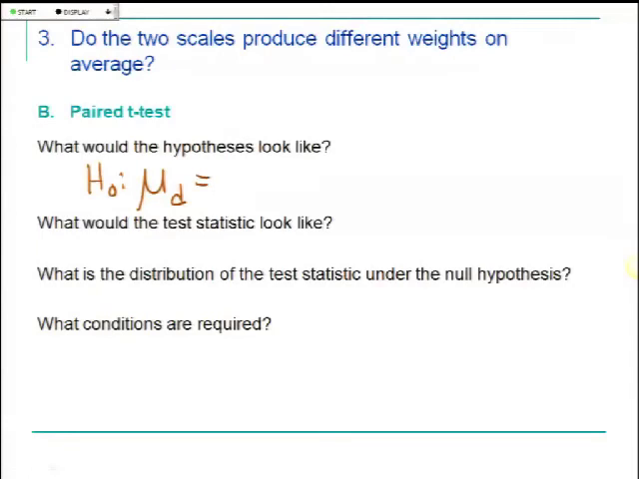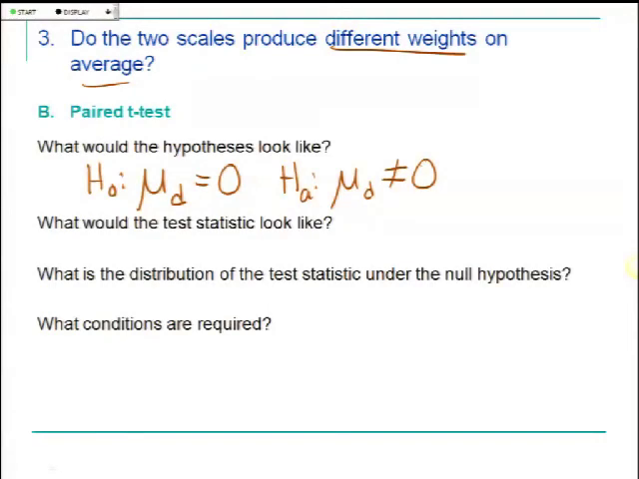And do they produce different weights on average? Well, H0 would be no difference on average. And HA would be, are they different? Not is scale 1 going to be larger than scale 2, but just are they comparable? Because maybe this is a scale we've been using. Here's a new one that's cheaper, and we want to put that in place instead. Is it comparable to this one that's been calibrated and standardized or whatever?